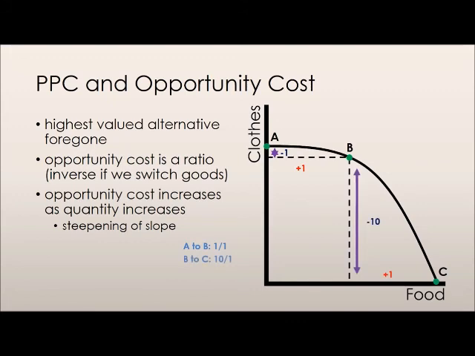Now let's say that we move from point B to point C. Well, now we have to give up 10 units of clothing to produce 1 more unit of food. The opportunity cost here would be 10 over 1. This illustrates the fact that in order to produce more food, we have to start giving up even more clothes than before. If we want to go from point C to point B, the opportunity cost would be 1 over 10 units of food. This is the reciprocal of the opportunity cost we saw going from point B to point C.